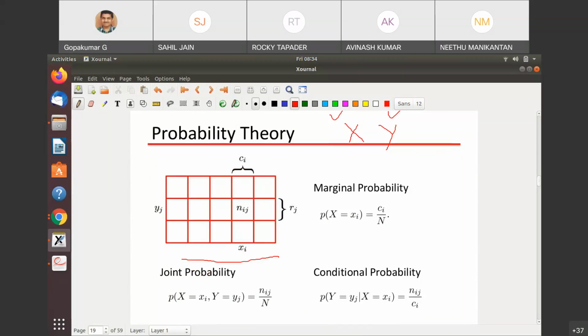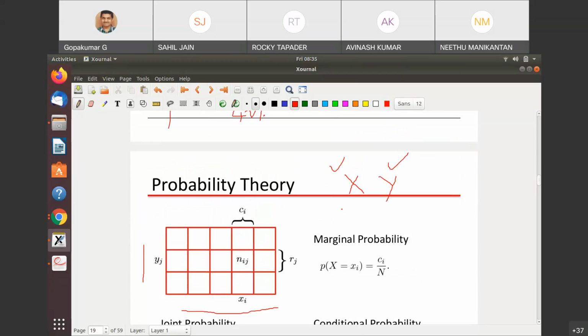Assume that these are discrete values, and y also takes a set of discrete values. So x takes values xi and y takes values yj. Assume the total number of different values that can be taken by x is m, so there are m different values, and for y it is maybe l, so l different values are taken by y.